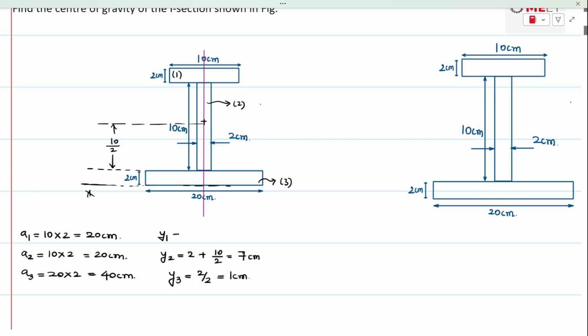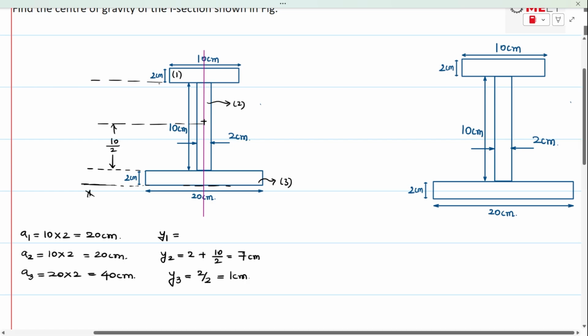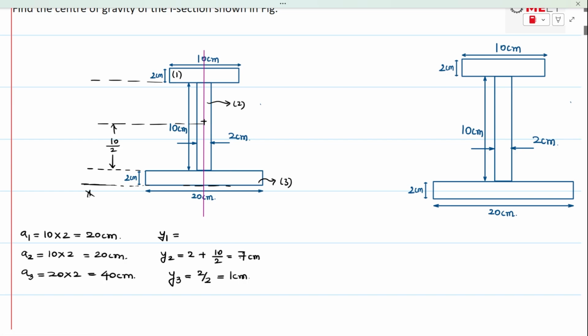And y1 will be equal to, the distance has to be measured from the ground. So this distance from the ground comes out to be 10 centimeters plus 2 centimeters, that is 12 centimeters, plus 2 by 2, which is 13 centimeters.